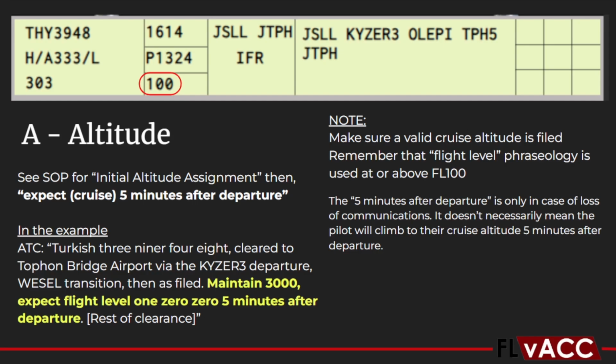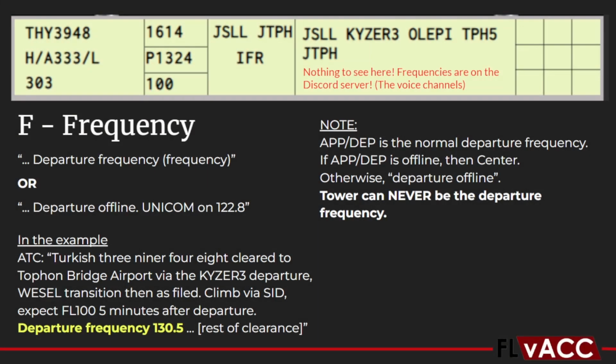It doesn't necessarily mean that the pilot will be cleared to their cruise 5 minutes after departure by the departure or center controllers. Both the route and altitude parts of the clearance are definitely the most work, and it gets easier from here. The fourth building block, F, is for frequency. This refers to the departure frequency, meaning the frequency that the pilot will contact after takeoff.